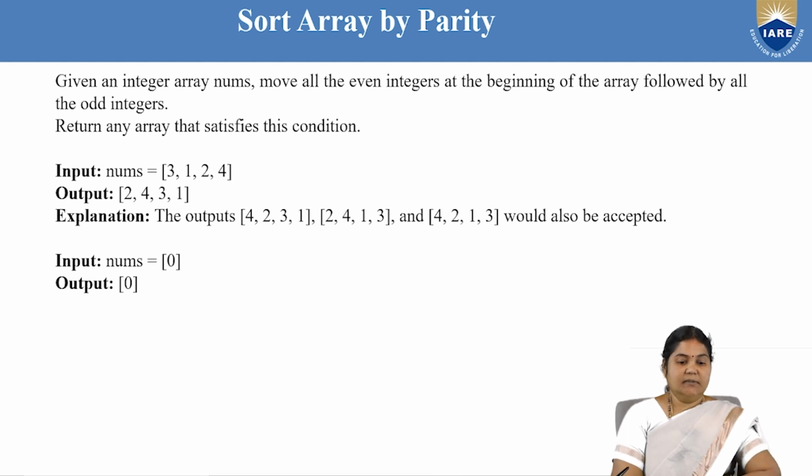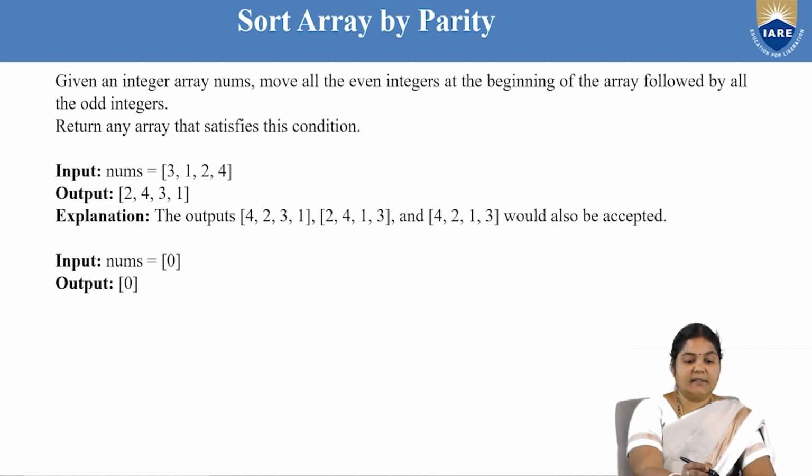The next question is sort array by parity. Given an integer array called nums, move all the even integers to the beginning of the array, followed by all the odd integers. Return an array that satisfies this condition. Now let us understand the test case. The nums array given is 3, 1, 2, 4, but the required output is 2, 4, 3, 1. So all the even integers followed by all the odd integers.